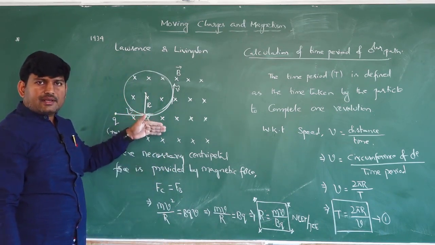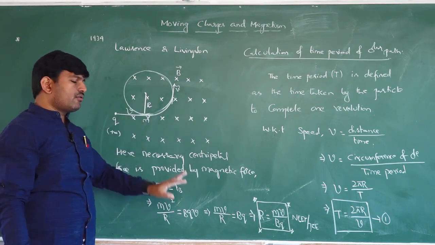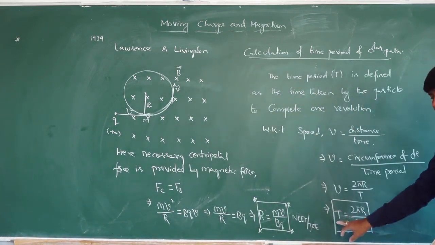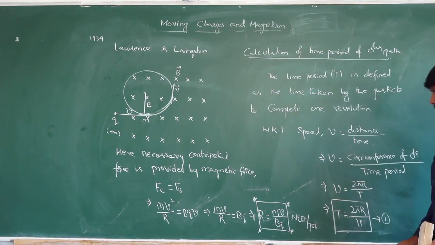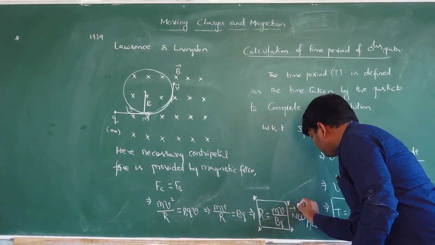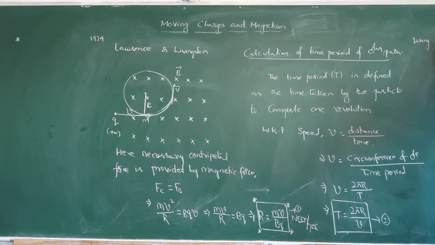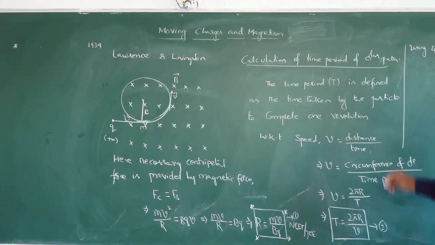So, when a charged particle enters into the uniform magnetic field normally, the radius of the circular path followed is given by r is equal to mv by bq, while the time period of revolution is given by T is equal to 2 pi r by v. Now, let me take this as equation 2 and this as equation 1. Using equation 1 and equation 2, what can I say?